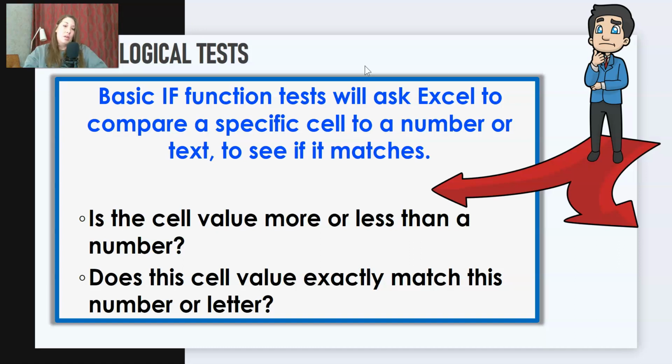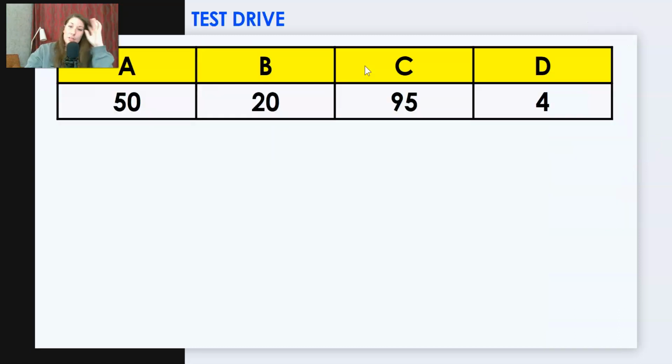Is the cell going to be more or less than a number? Does it have this word? Is it pass or fail, etc.? But it doesn't know what's pass or fail or yes or no until you define it in the question. So we're going to take this for a test drive.